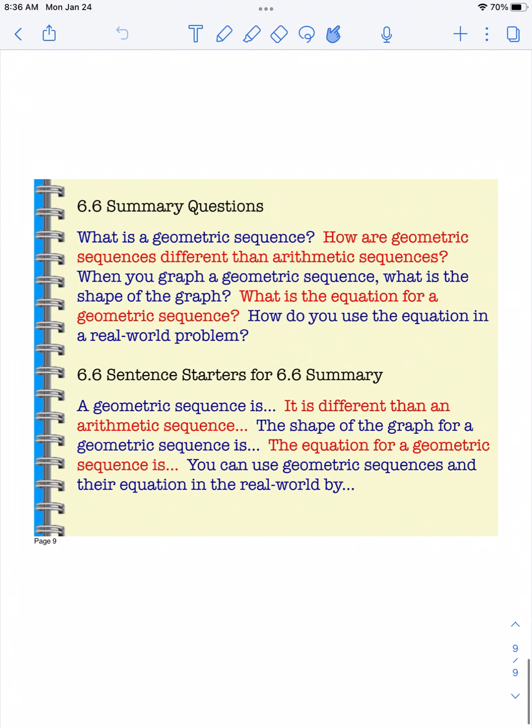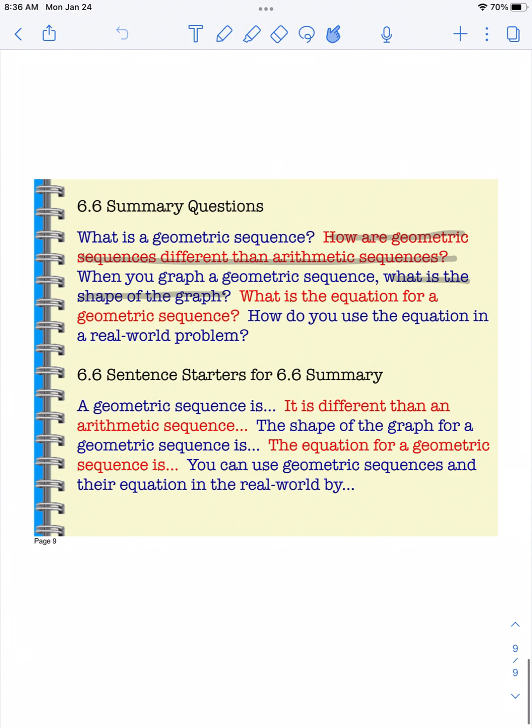All right, guys, that concludes our geometric sequence notes. So if we are thinking of our summary questions, how are geometric sequences different than arithmetic sequences? Well, geometric sequences multiply to get to the next term, where arithmetic sequences add or subtract. When you graph a geometric sequence, the shape is an exponential curve. The equation we just went over, you need to know the common ratio and the first term to set up an equation for the nth term. And how do you use the equation in a real-world problem? Well, look back at the example we just did.